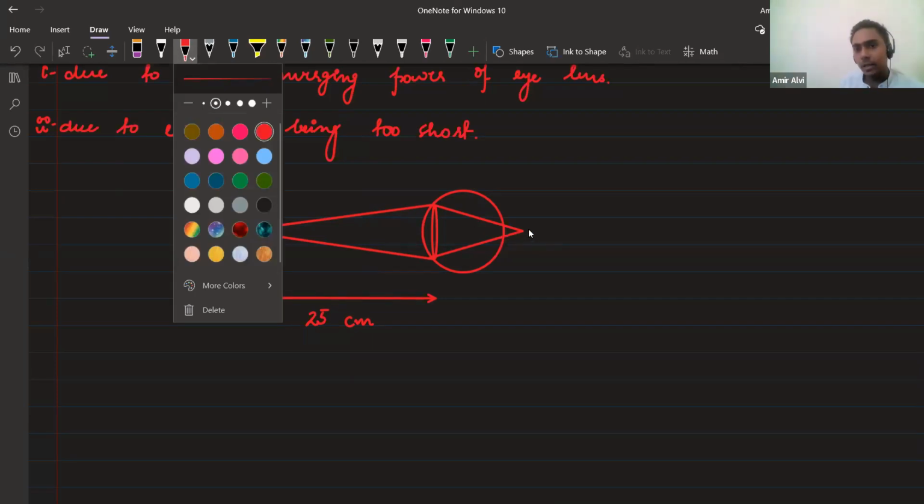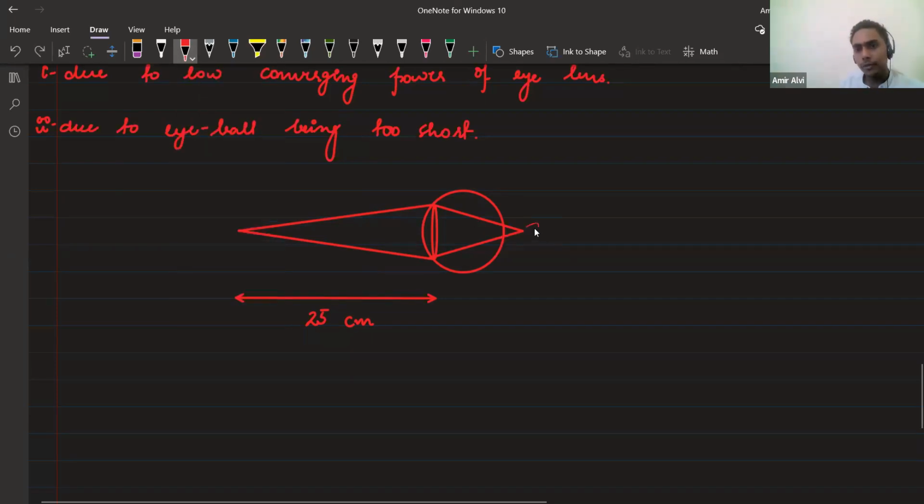So please revise the concept, Bacho. Without revision, you won't be able to perform well, because the concepts that we are doing are very similar to the light chapter, so it's very necessary to revise the concepts.